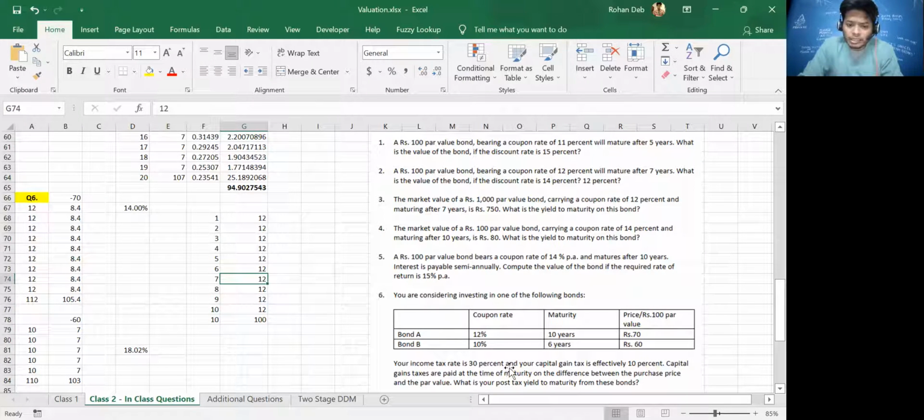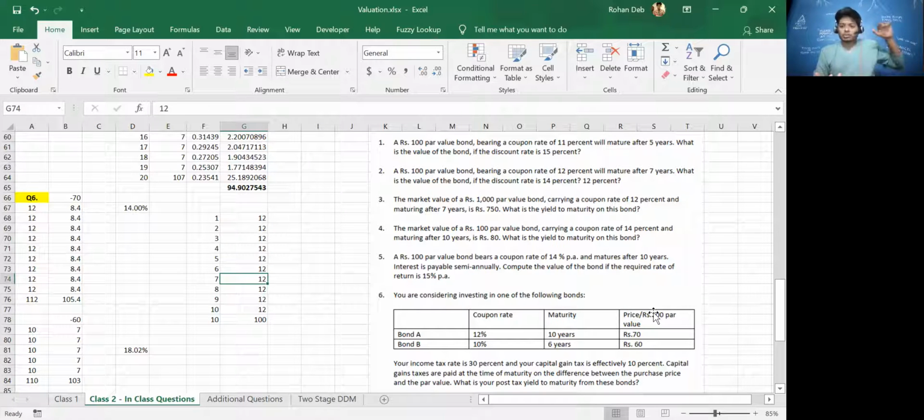Now, here it says that your income tax is 30% and your capital gain tax is 10%. So income tax is on any kind of income and capital gain tax is on the capital appreciation. So what is capital appreciation? It's basically you purchase something for 70 today and you're selling it after, let's say you invest 70 today and you get 100 rupees for it at the end of 10 years. So that capital appreciation from 70 to 100, that 30 rupees appreciation is called the capital gain. And you pay tax on the capital gain.